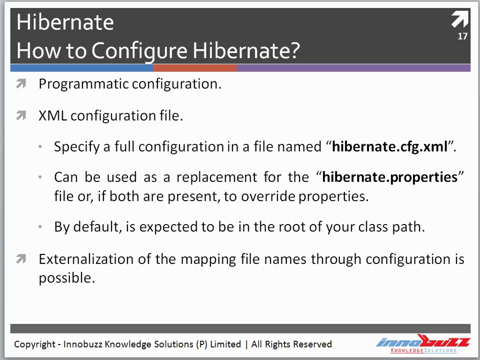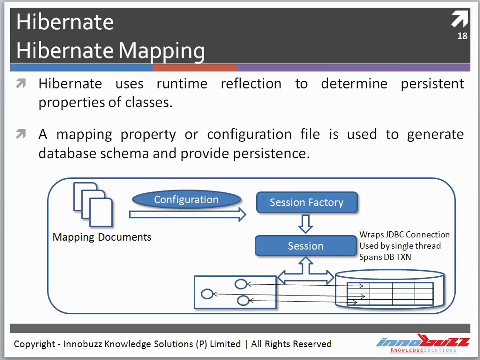Hibernate mapping. Hibernate uses runtime reflection to determine persistent properties of classes. These mapping documents are used to generate a database schema and provide persistence. On the picture, you can see the mapping documents, which are loaded by a configuration object. Then, a session factory and session are created in order to make the objects persistent.